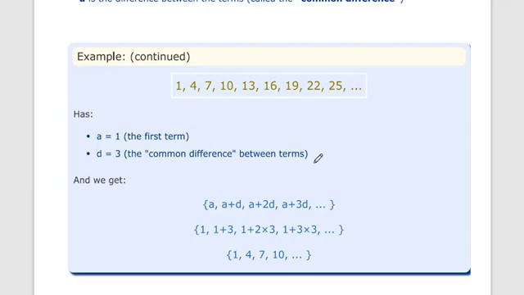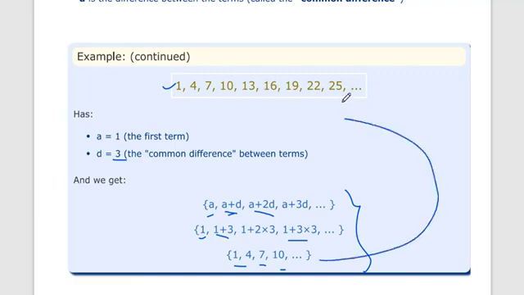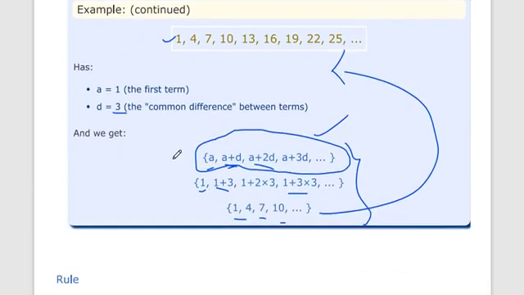Here we can check whether it is true or not: a, a plus d, a plus 2d. In this sequence a is 1 and the common difference is 3. So 1 plus 1 times 3, 1 plus 2 times 3, 1 plus 3 times 3, and we get 1, 4, 7, 10, which is the same as our example. So we can write any arithmetic sequence with the help of this expression: a, a plus d, a plus 2d.